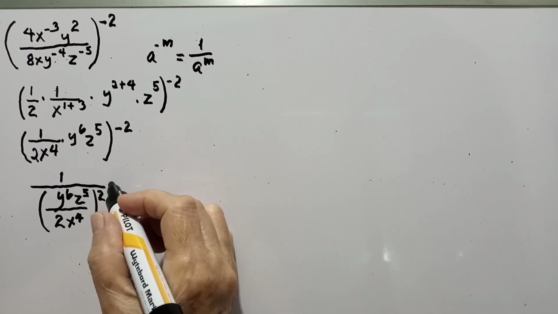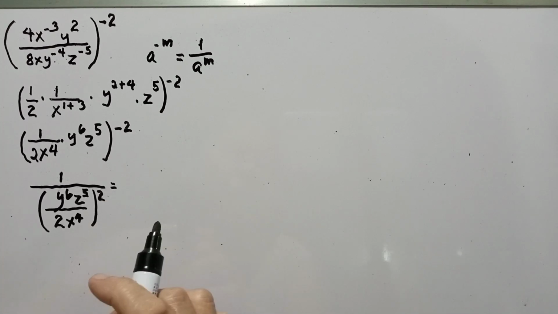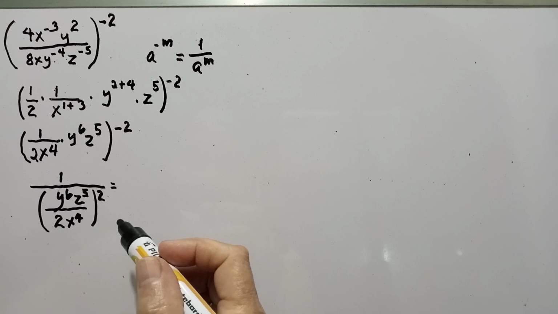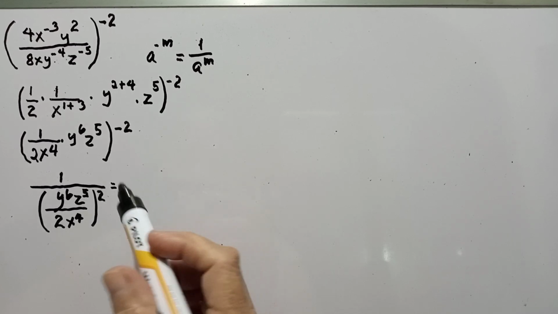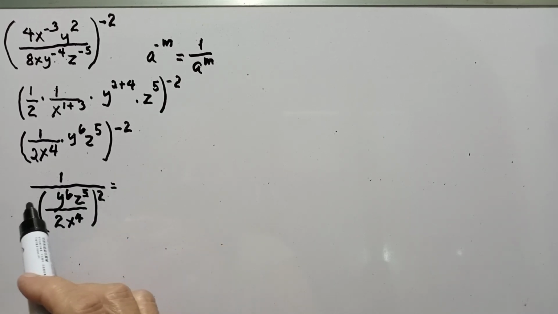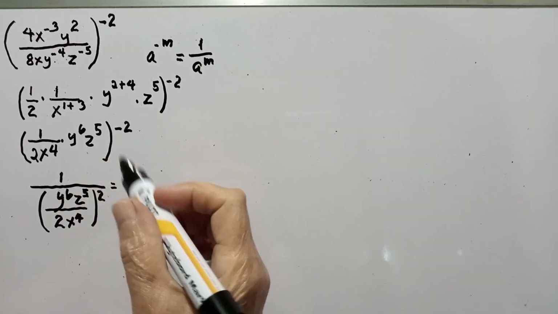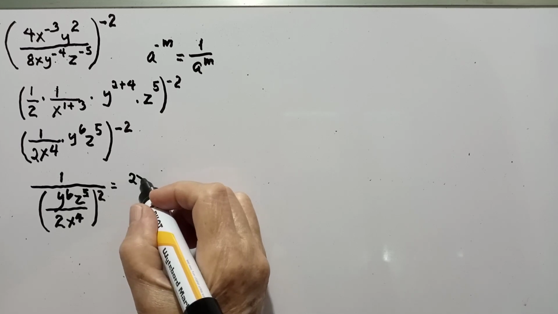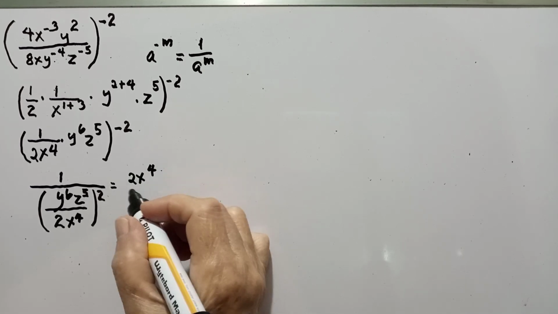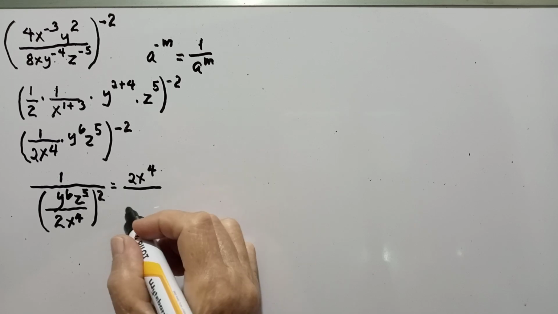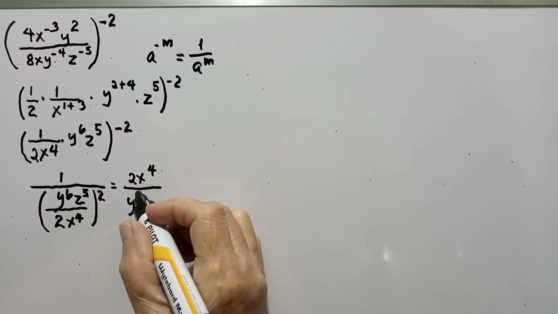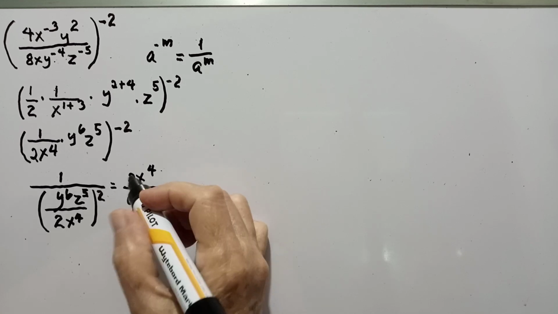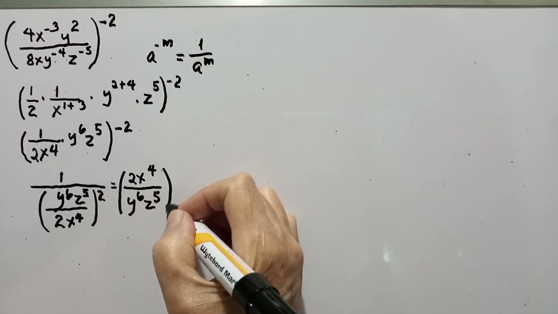Now remember the rule in division of fractions. We will invert the divisor and proceed to multiplication. But since our numerator is just 1, we will just invert this fraction. So we will have now 2x to the 4th over y to the 6th z to the 5th, squared.